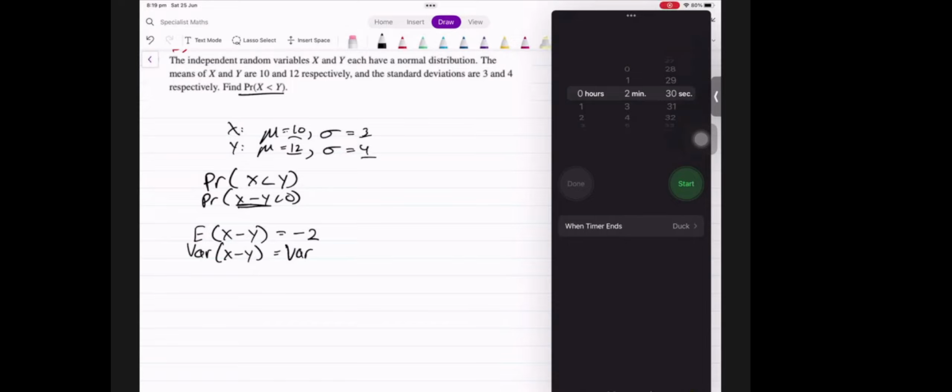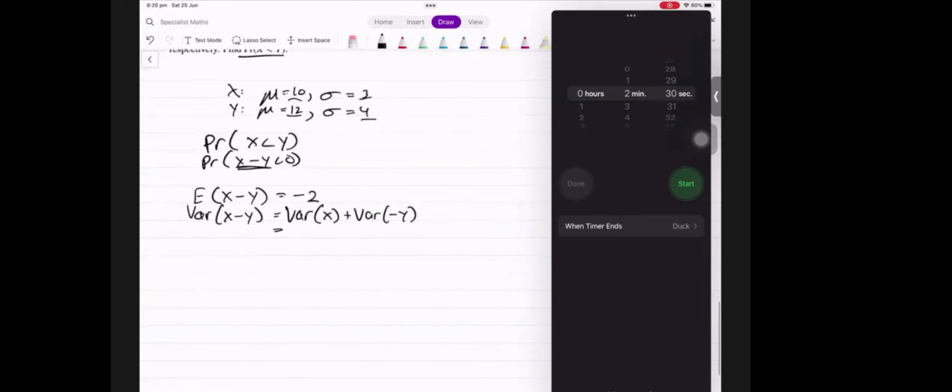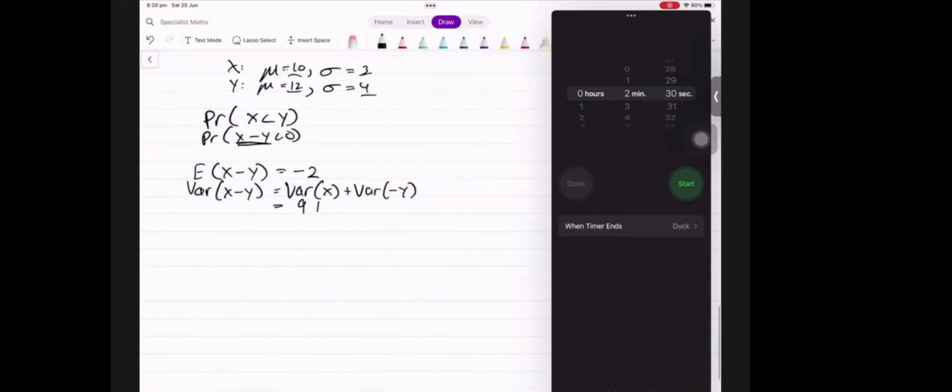So firstly, I'll write it this way. This is actually the variance of x plus the variance of -y. So let's say variance of x, which would be 9, plus 16. The -1 does not matter at all because it's going to be squared anyway. So it will be plus 16, which is equal to 25. So your standard deviation of x minus y is equal to 5.